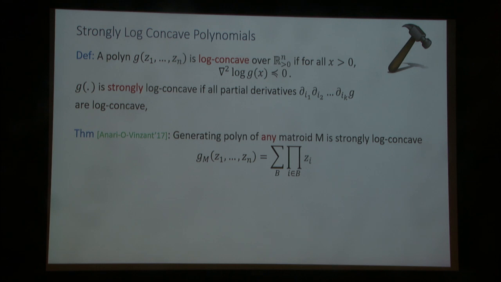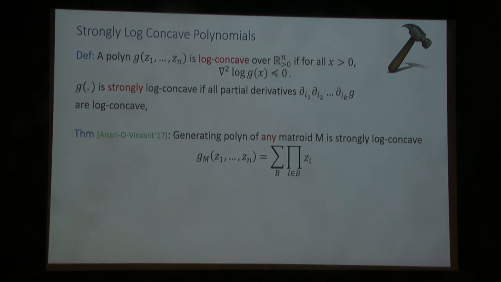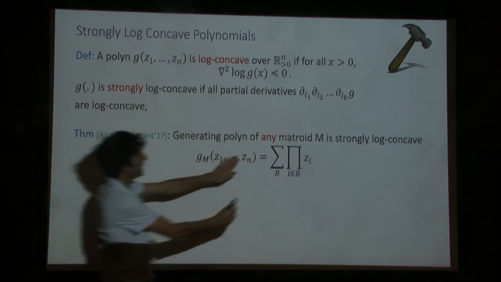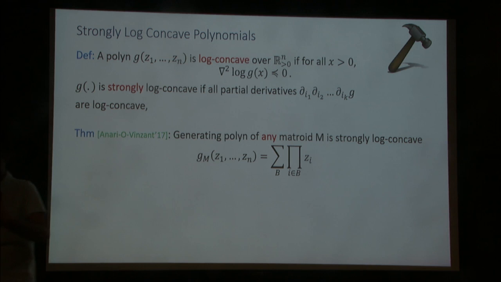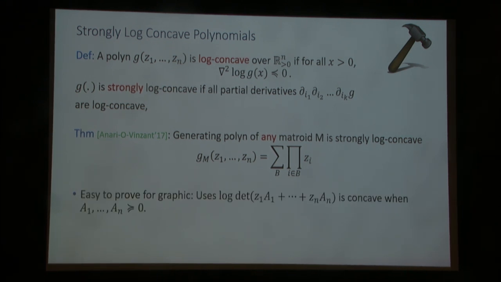Now here is the main machinery. We proved that, in an earlier work of ours, where we showed that the generating polynomial of any matroid is a log concave polynomial, a strongly log concave polynomial. So what do I mean by a generating polynomial? You just sum over all bases of your matroid the product of z_i for i in that base. Think of this as the generating monomial of a base. This is just a summation over all bases. So this is a strongly log concave polynomial, meaning that not only is it log concave, its derivatives are also log concave.